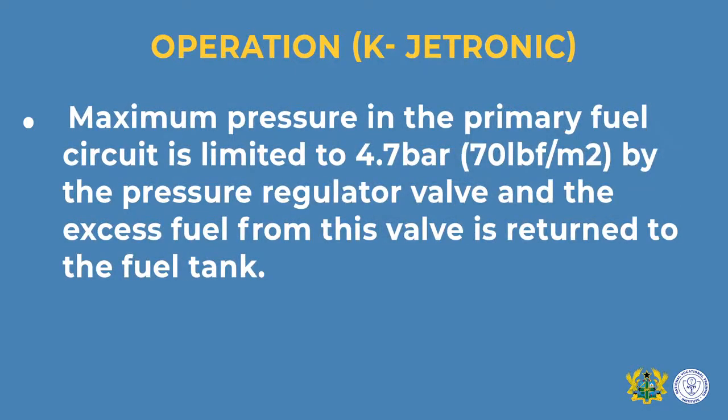The maximum pressure of the system is regulated by the pressure regulator. It is set to a standard of 4.7 bar. If there's excess fuel in the system, that is, if the pump delivers more than what is needed, the excess fuel is redirected into the fuel tank. That's why they call the system continuous flow.